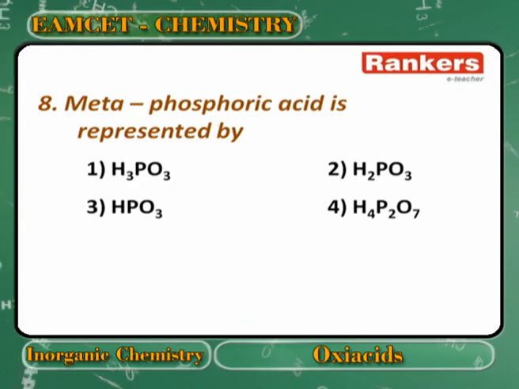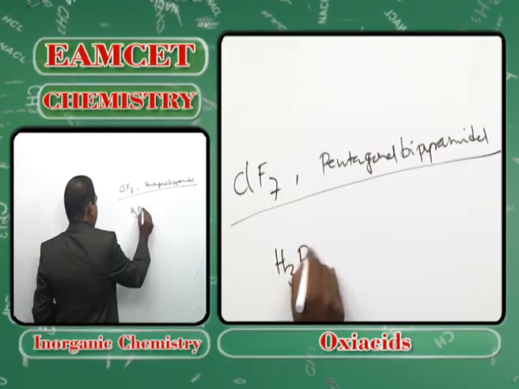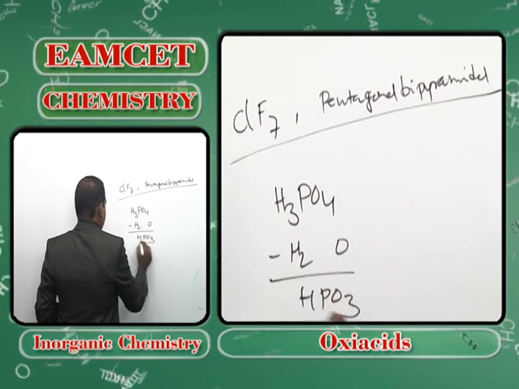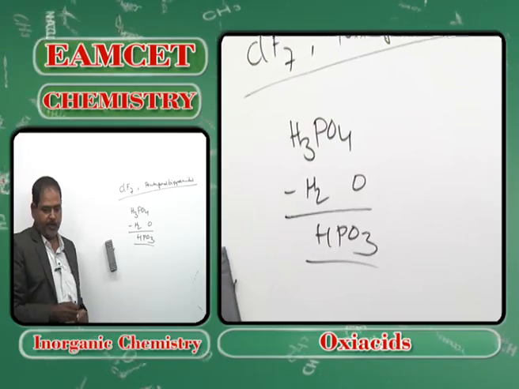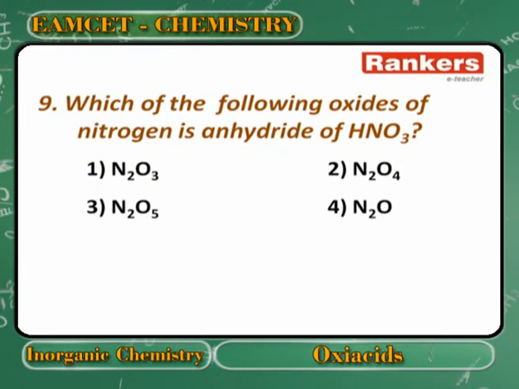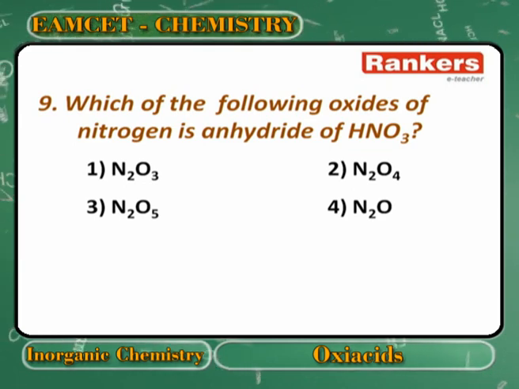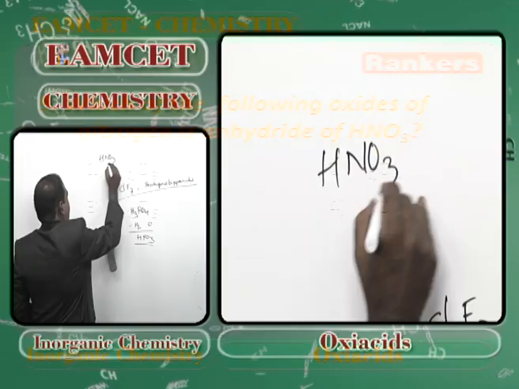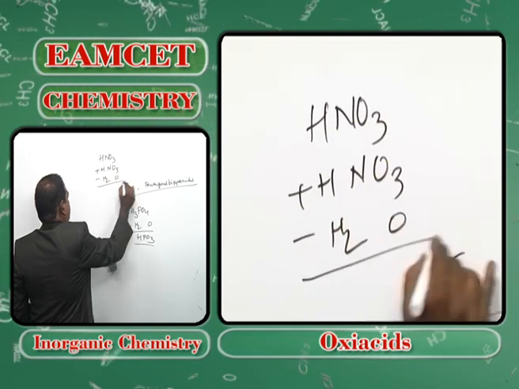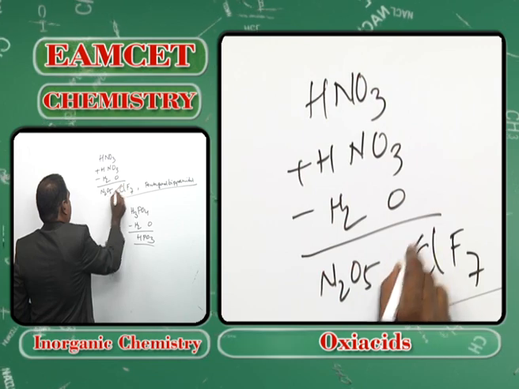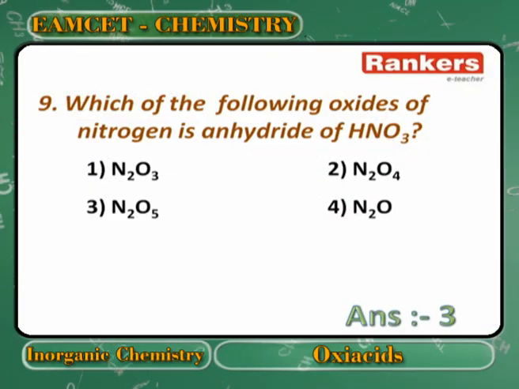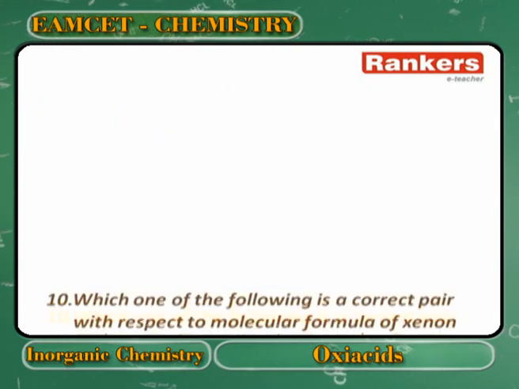Metaphosphoric acid, straight away question. H3PO4 is phosphoric acid minus H2O, you end up getting HPO3, which is metaphosphoric acid. Answer is 1. Next, please. Which of the following oxides is an anhydride of HNO3? You just remove H2O from HNO3 plus HNO3. What is that you get? N2O5. So N2O5 is the anhydride of HNO3. So the option is 3. Correct answer is 3.